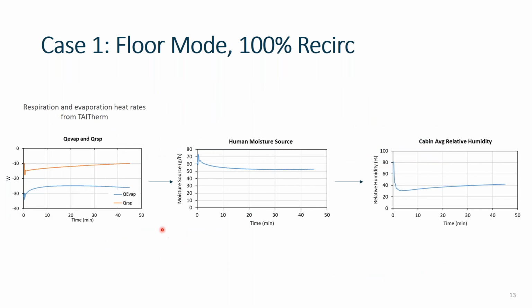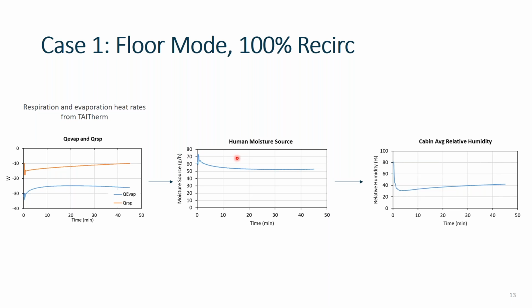Okay, these are some of the results for the moisture. So again, we can take some outputs from our human thermal modeling extension. In particular, we take the evaporative heat rate and heat rate from respiration, and we translate that into a human moisture source. And these are not insignificant moisture sources here.